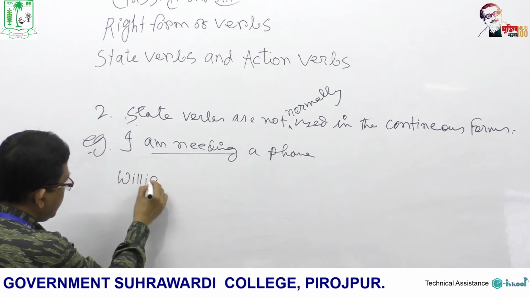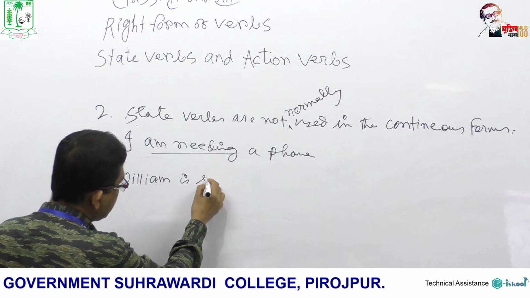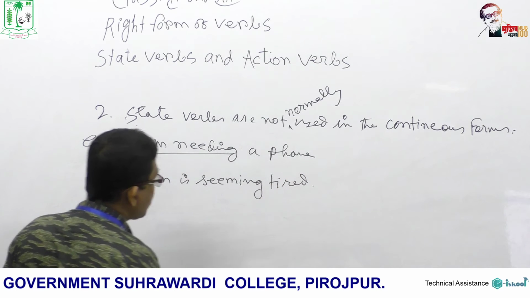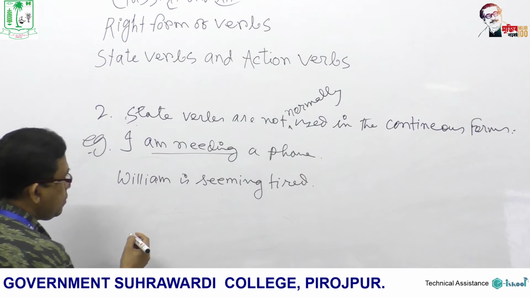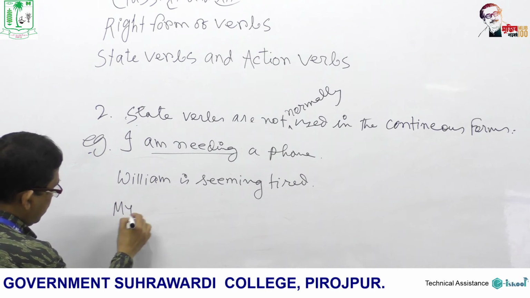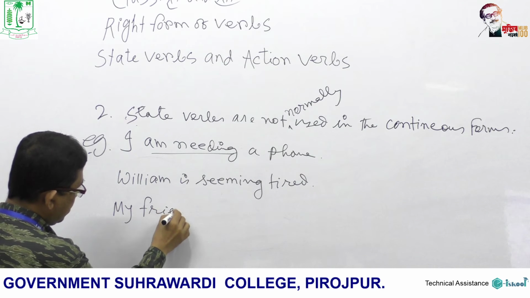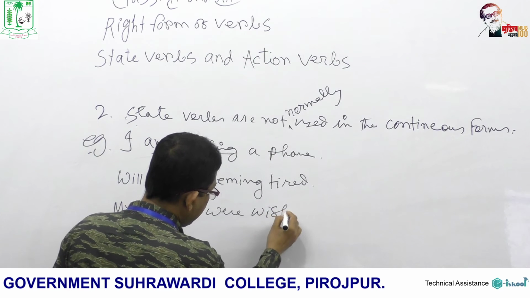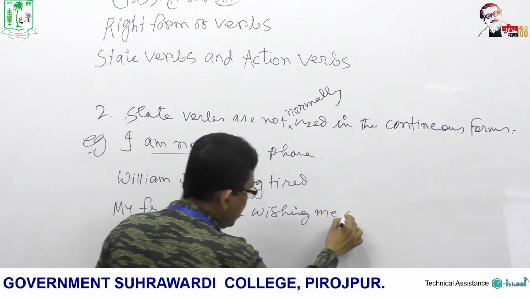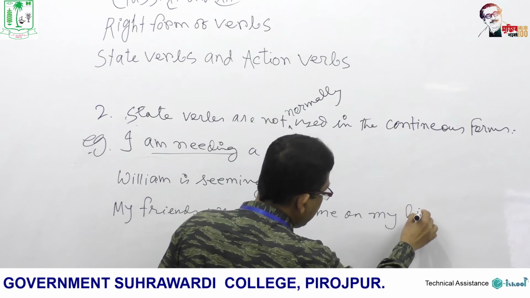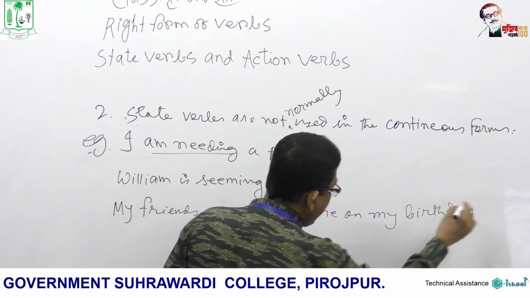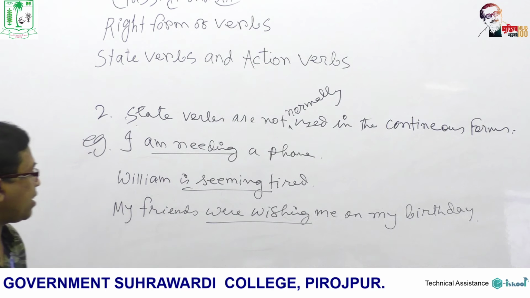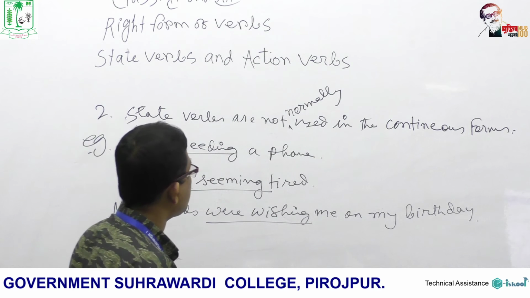William is seeming trapped. My friends were wishing me on my birthday. Is seeming, were wishing. No, these are normally not correct sentences.